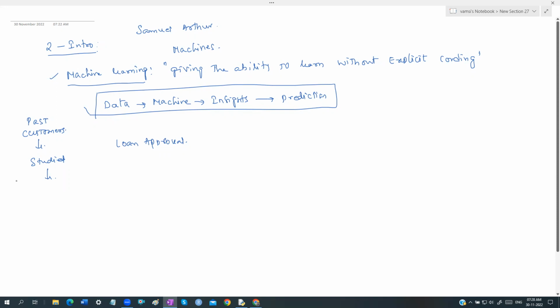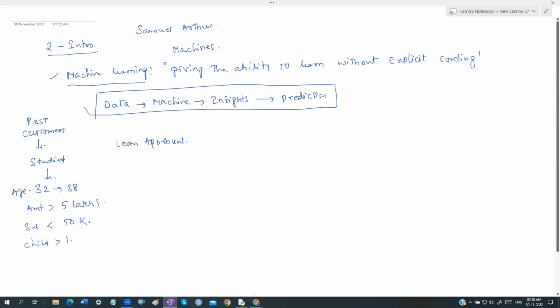Defaulters are those who didn't pay the EMIs promptly. Let's say the age is between 32 and 38, and whenever the loan amount is more than 5 lakhs, and whenever their salary is less than 50,000, and whenever they have more than one child, it will give you insights like this, guys.